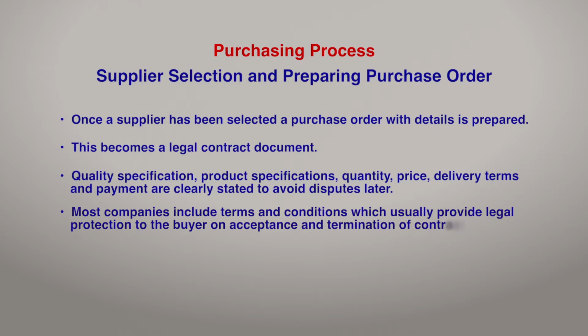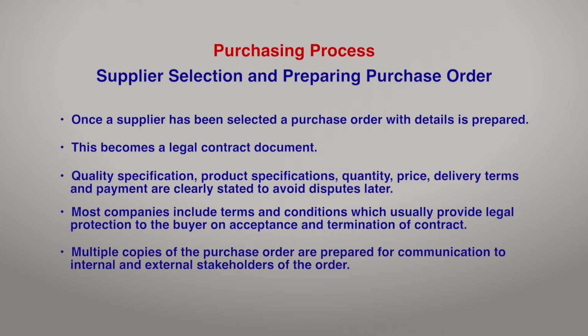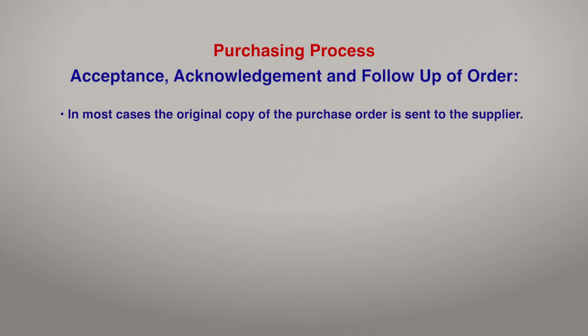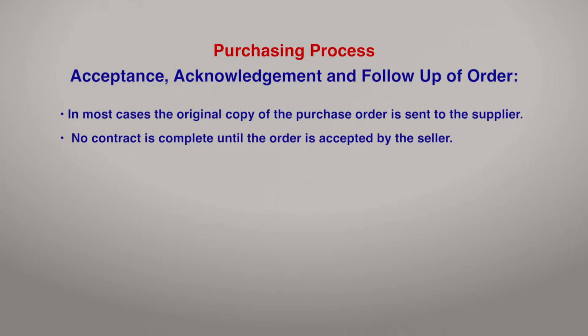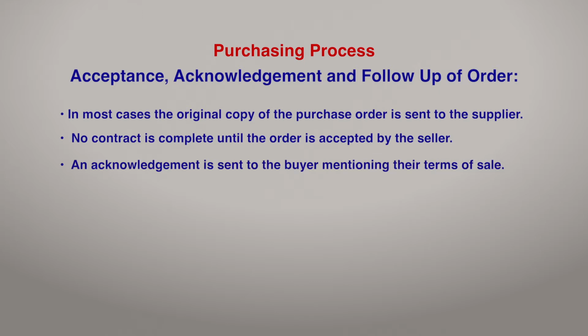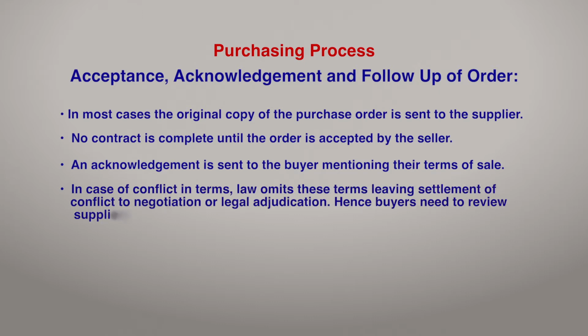Most companies include terms and conditions which usually provide legal protection to the buyers on acceptance and termination of the contract. Multiple copies of the purchase order are prepared for communication to internal and external stakeholders of the order. In most cases, the original copy of the purchase order is sent to the supplier. No contract is complete until the order is accepted by the supplier. An acknowledgement is sent to the buyer mentioning their terms of supply. In case of conflict, the law omits these terms, leaving settlement of the conflict to negotiations. Hence, buyers need to review suppliers' acceptance with great care.